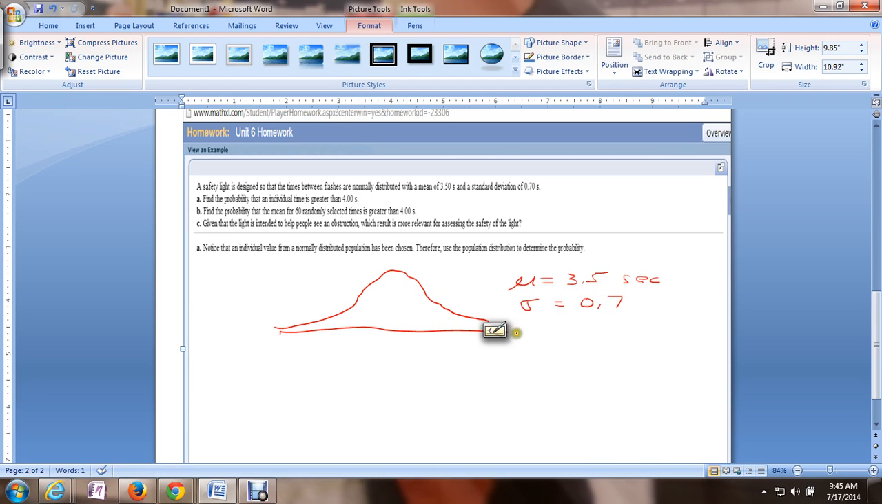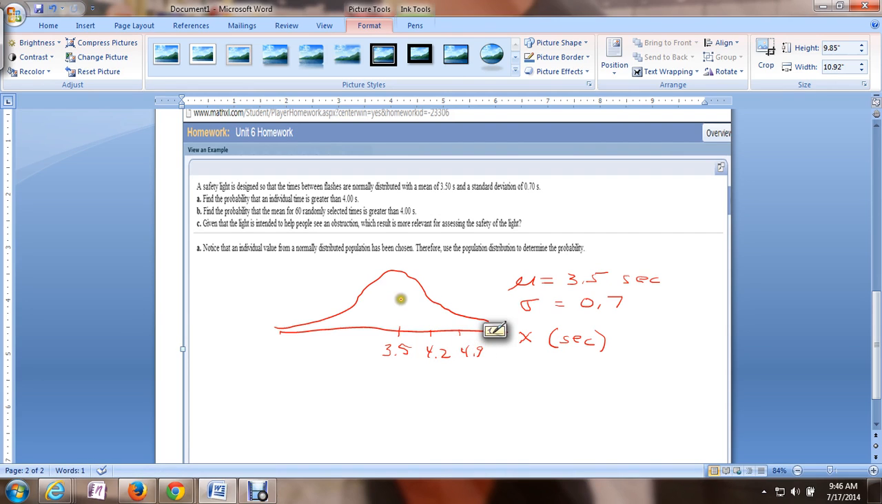So this horizontal axis is in terms of x, which is in seconds. We know the mean is 3.5 and the standard deviation is 0.7. Just for reference, one standard deviation above the mean would be 3.5 plus 0.7, or 4.2. A second standard deviation above the mean would be 3.5 plus 0.7 and another 0.7, or you could just add 0.7 to this one, which would be 4.9.